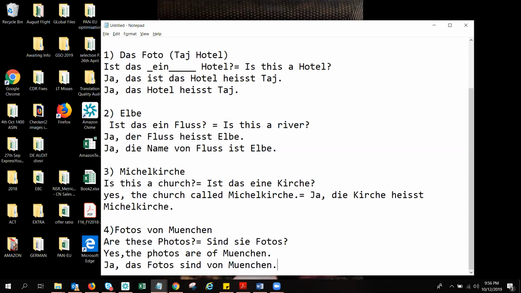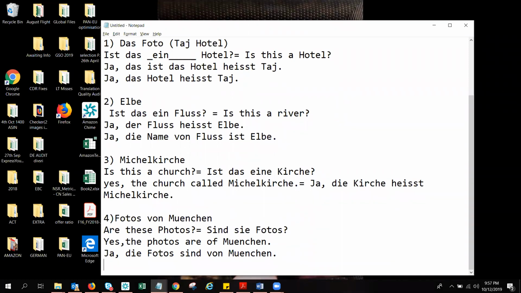Is there any correction or is it correct? The photos, die Fotos. Pratibha, plural is always die. So, are these photos, Sind sie Fotos? Now you can see here we are using an indefinite article, but here we don't, because with plural we don't have any indefinite, unbestimmt article. Sind sie Fotos? Yeah, die Fotos sind von München. So this is the way how you can simply use the article.